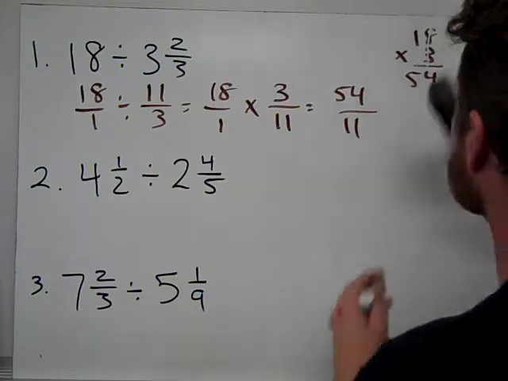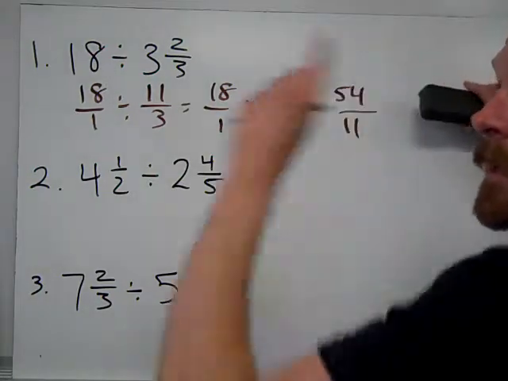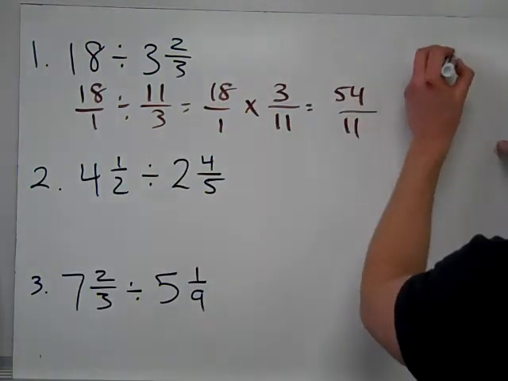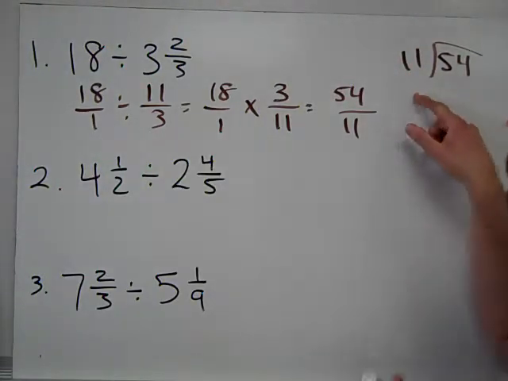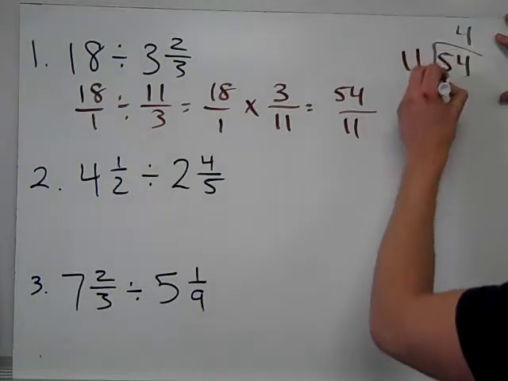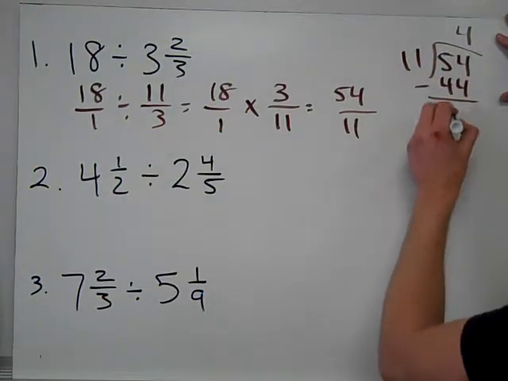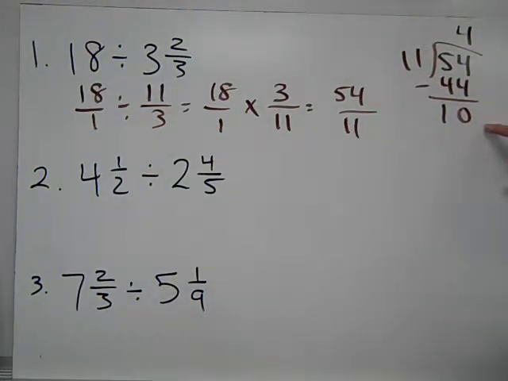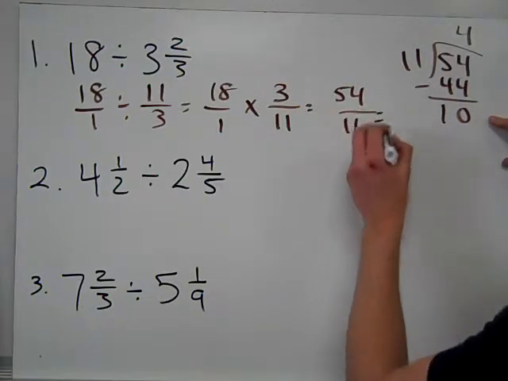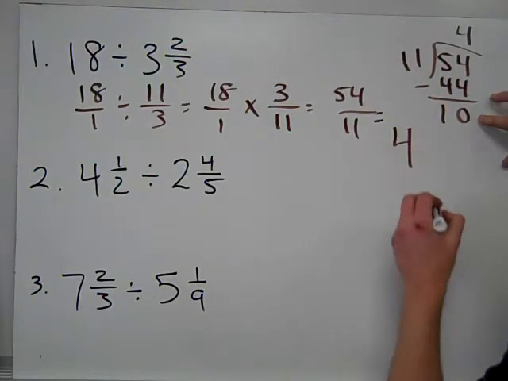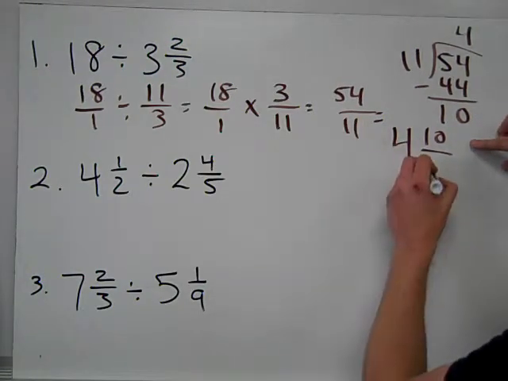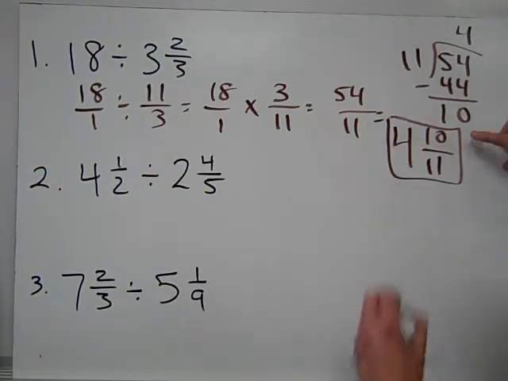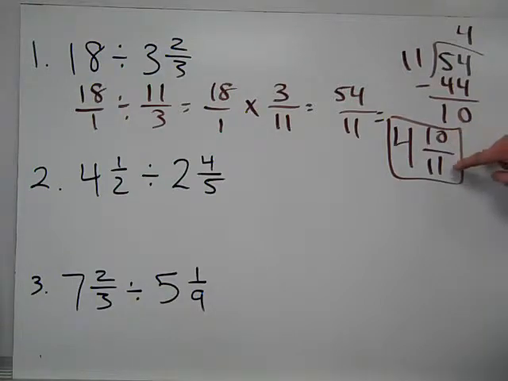Now I need to divide. 54 divided by 11. 4 times 11 is 44, subtract, you get 10. So what that means is 4 is my whole number, 10 would be my numerator, my denominator stays the same. 4 and 10 elevenths.